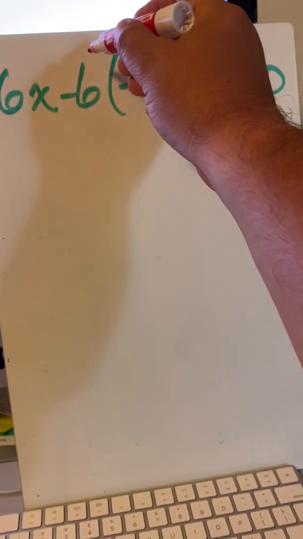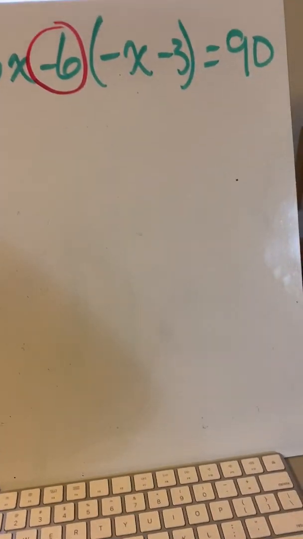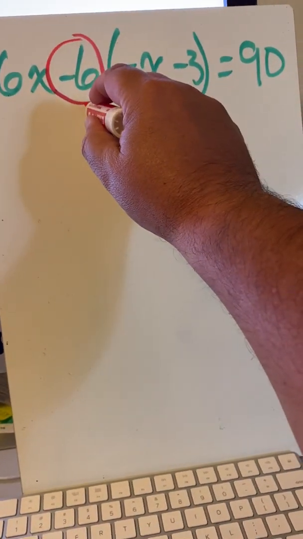Yep. Distribute the negative 6 throughout the parentheses. We've got to get rid of the parentheses first. Get rid of the parentheses first, then we can start combining like terms.